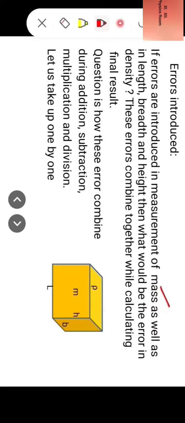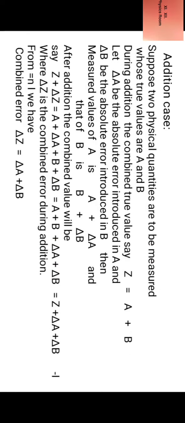These errors combine together while calculating final result. The question is how these errors combine during addition, subtraction, multiplication and division. Let us take up one by one. First we take up addition case.